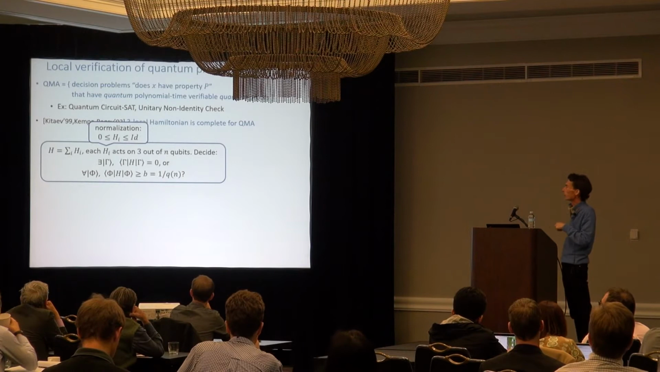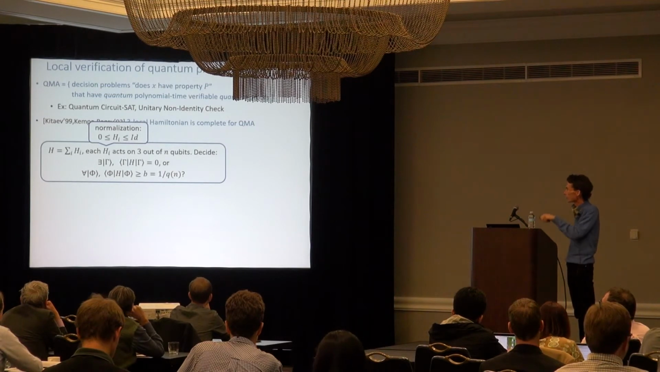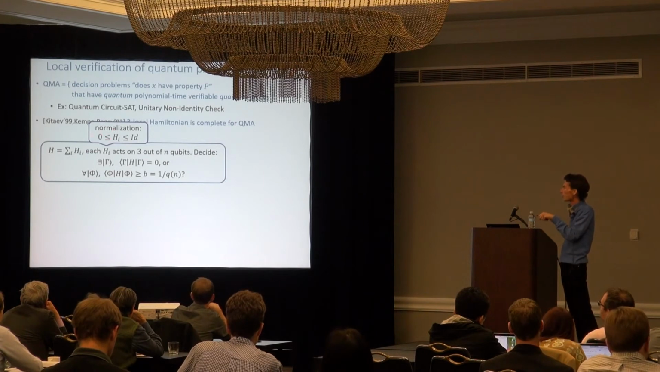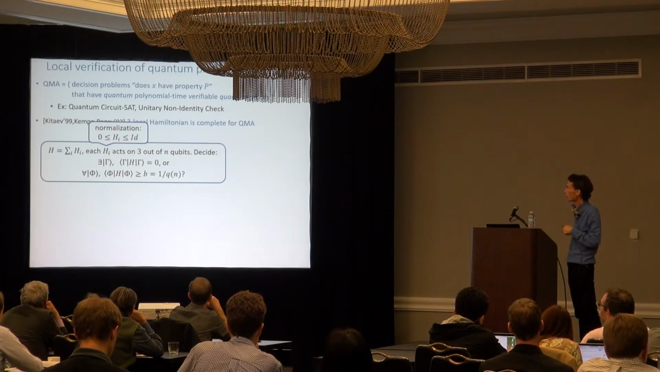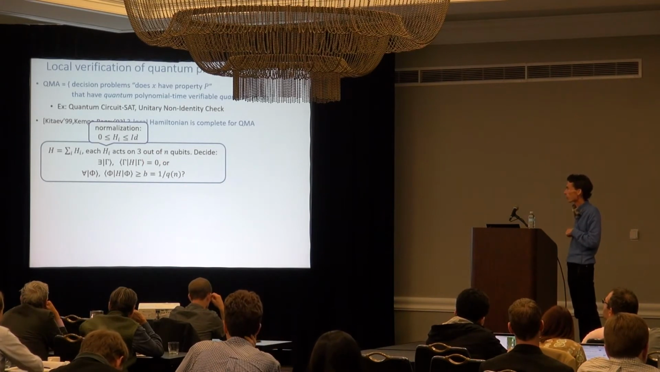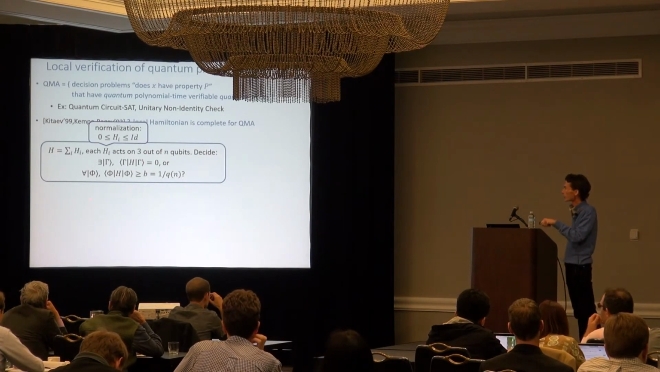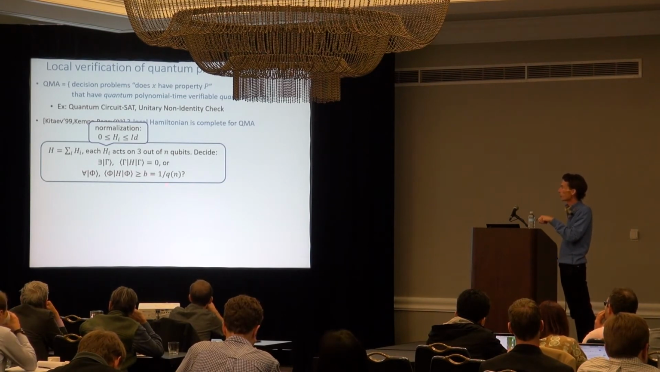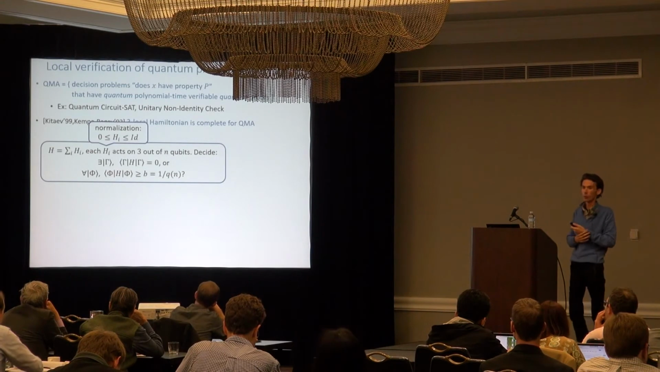So I'm going to look at 3-local Hamiltonians. Each of my local terms is a Hermitian matrix. It's positive semi-definite. It has norm at most 1. And the problem is to decide whether this Hamiltonian has smallest eigenvalue 0, or if the smallest eigenvalue is at most a small threshold, inverse polynomial in n. n is the number of qubits here.